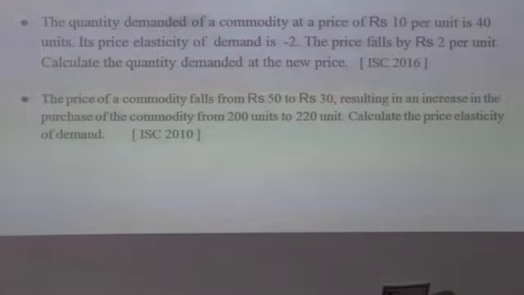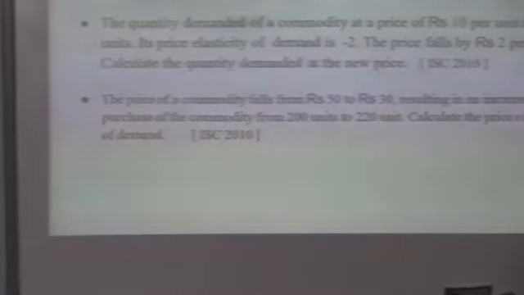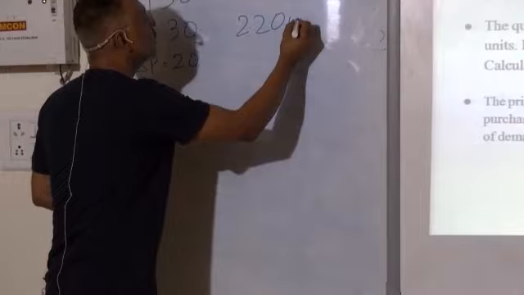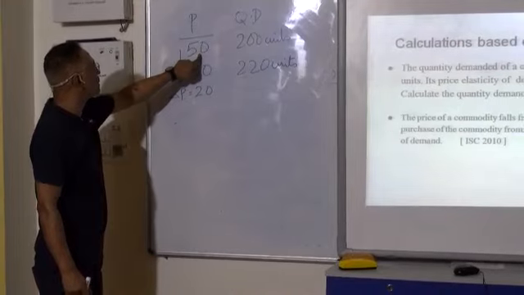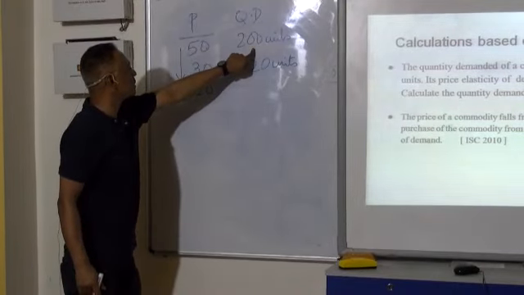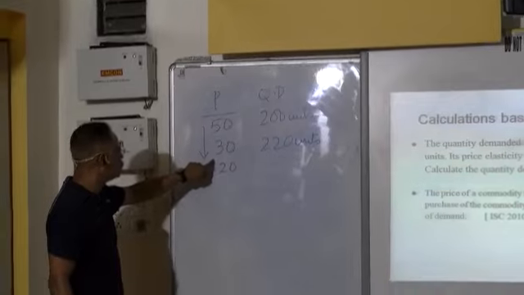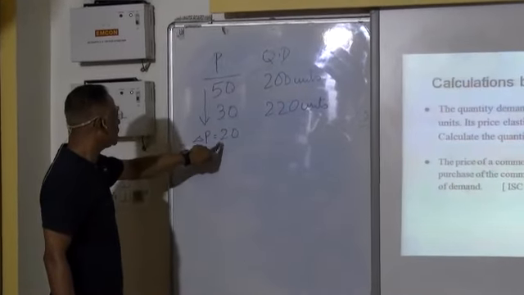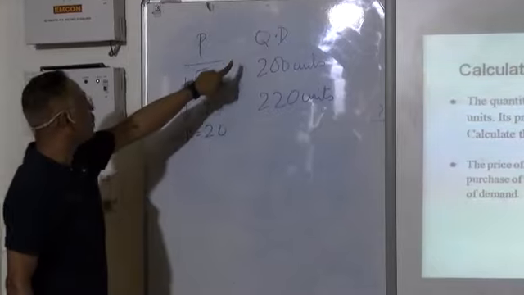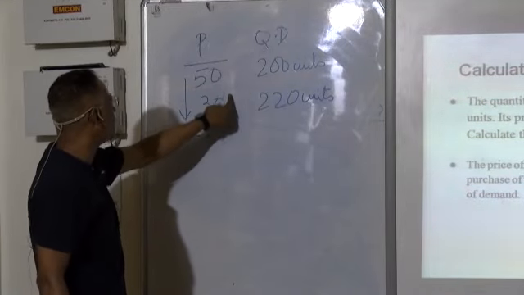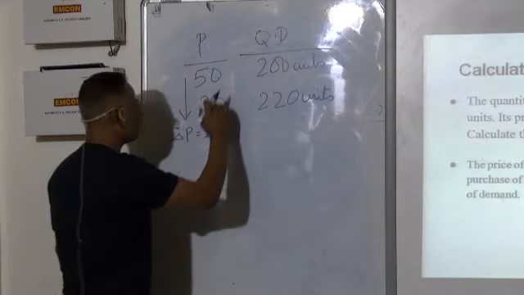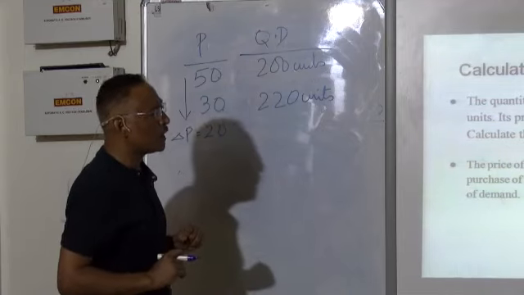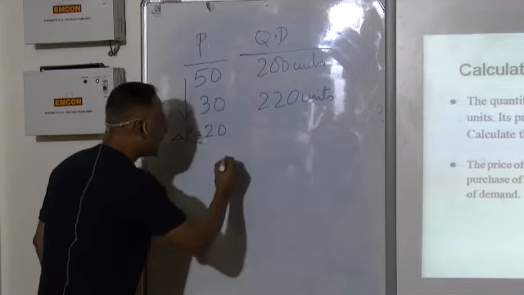Resulting in increase in the purchase of the commodity from 200 units, it has become now 220 units. Let me go back. When the price was 50 rupees, quantity demanded was 200 units. When the price decreased to 30 rupees, the change in the price is 20 rupees. The quantity demanded increased. Notice when the price decreases, quantity demanded will increase. So with these values, the question says calculate price elasticity of demand. Calculate EP.